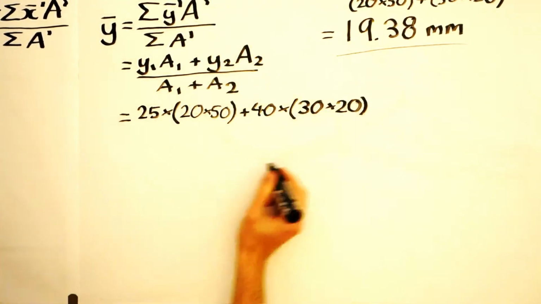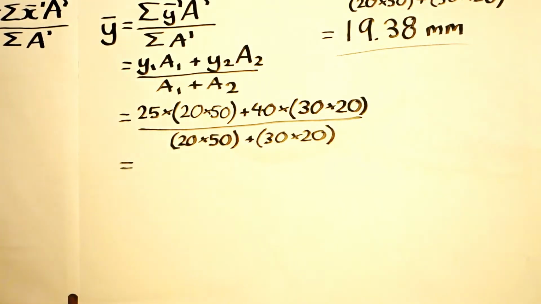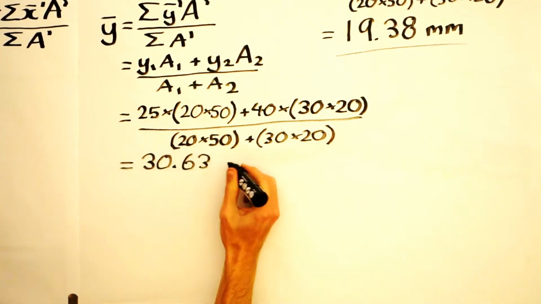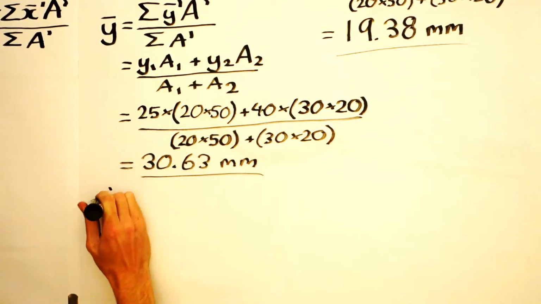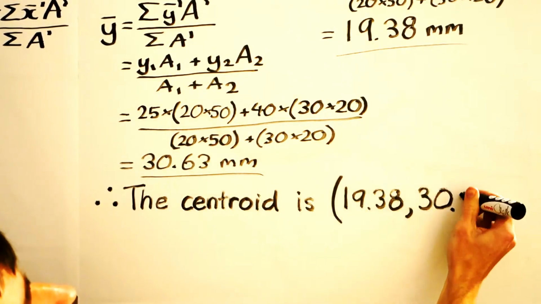We divide by 20 by 50 plus 30 by 20 for the areas, and when we put that into the calculator we get a result of 30.63 millimeters. And therefore the centroid is at 19.38, 30.63, and that's millimeters.